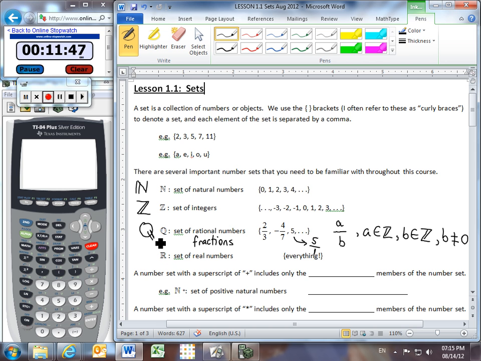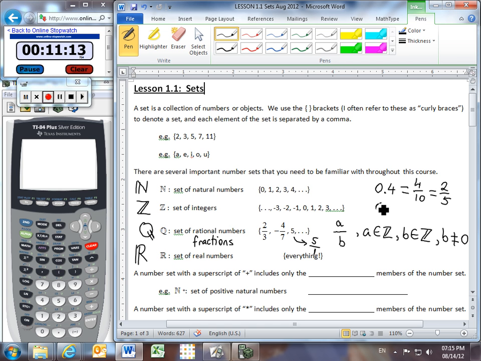And then the set of real numbers, where we'll double the first stroke of the R, and that's absolutely everything that exists, every possible number, even the irrational numbers, as well as the rational numbers. Now I should just mention that another example of a rational number could be something like 0.4, this decimal, because we could rewrite this as a fraction 4 over 10, which incidentally simplifies to 2 over 5.